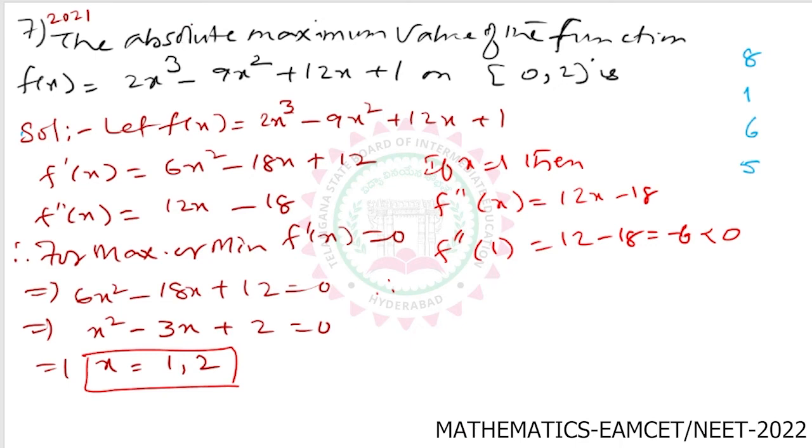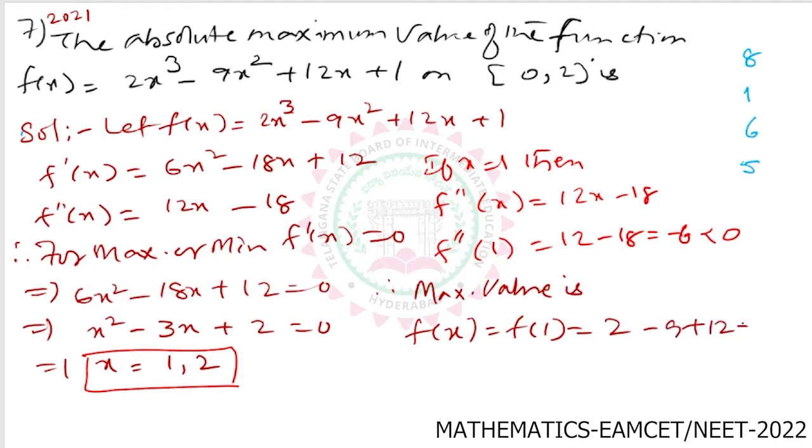Therefore, the maximum value is, I am substituting x equal to 1 again in the equation 1, that is f of 1 is equal to 1 cube is 1, 1 into 2 is 2, minus 1 into 9 is 9, plus 12 plus 1. So 12, 14, 15, 15 minus 9 is equal to 6. Therefore, my option is the third one. That is third option, 6. So this is the absolute maximum value.